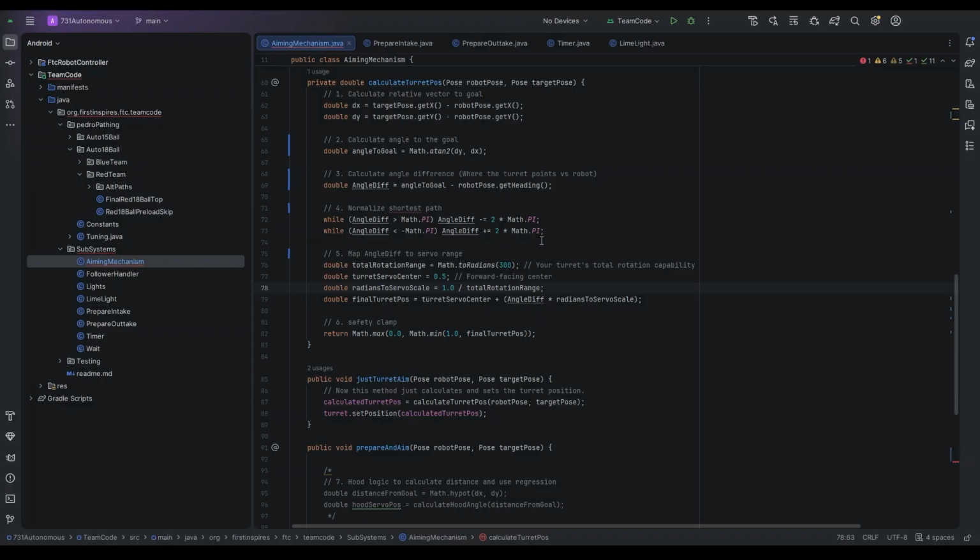And so to calculate the final turret position, we just add the turret servo center, which is just away from the center of your robot. It depends on how you place your turret servo. And then you add that to your angle difference times your radians to servo scale. And once you do that, you literally have the servo position number to set on your servo, so your turret can automatically get to that angle. And of course, there's a safety clamp, just in case you don't want to go too out of bounds, stretch your servos and whatnot.